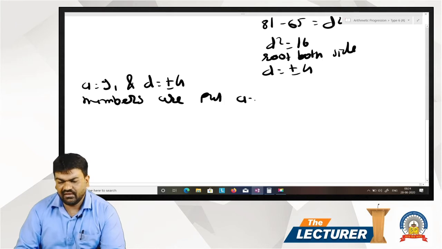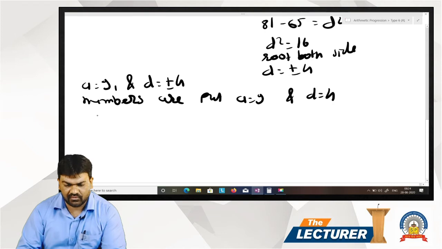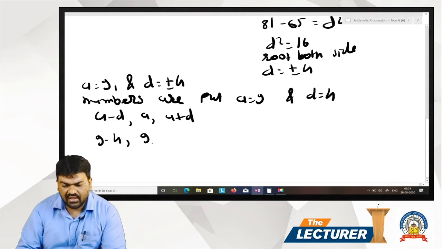Put A is equal to 9 and D is equal to, first of all we put plus 4. A minus D, A, A plus D. 9 minus 4, 9, 9 plus 4. 5, 9, 13.